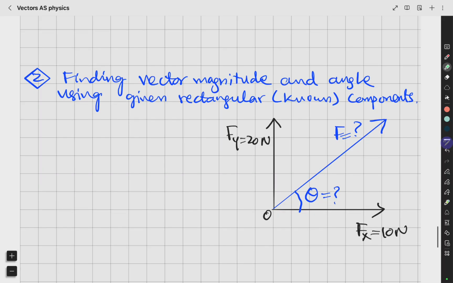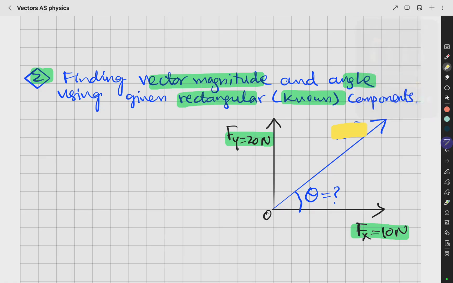The other tricky concept is finding the vector magnitude and the angle using the given rectangular components which are known. This is opposite to what we are doing. We know that fx is 10, fy is 20, but we don't know how much f is and how much theta is. So how to do this? This is done using the vector triangle method.